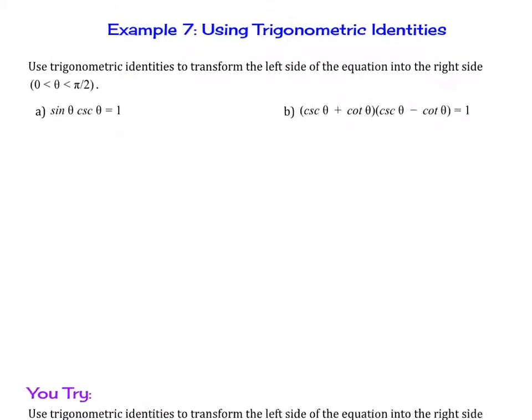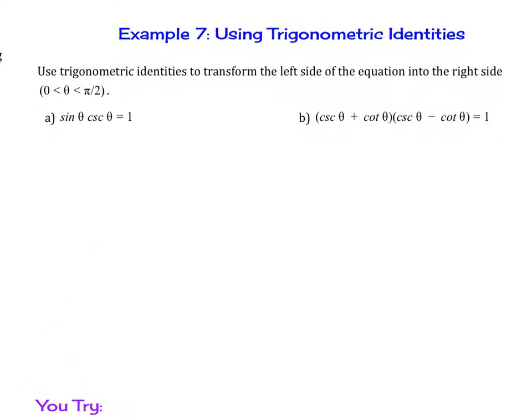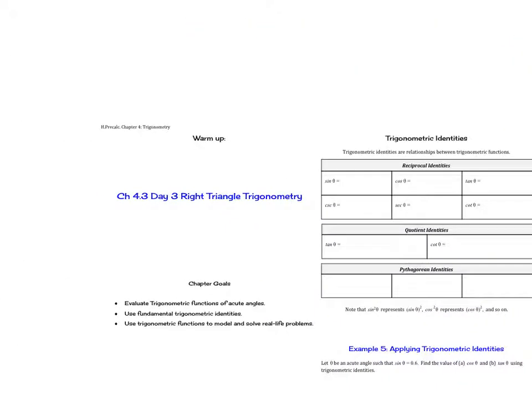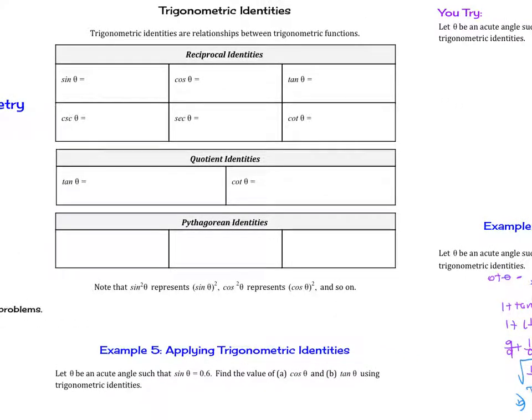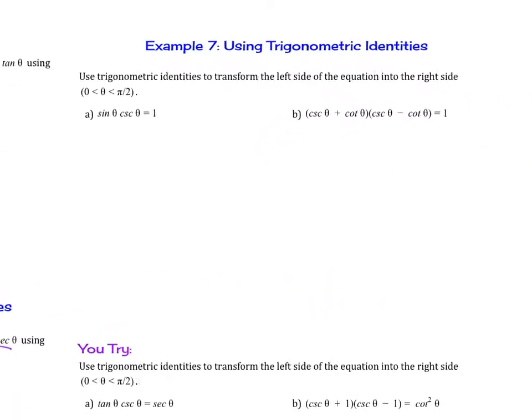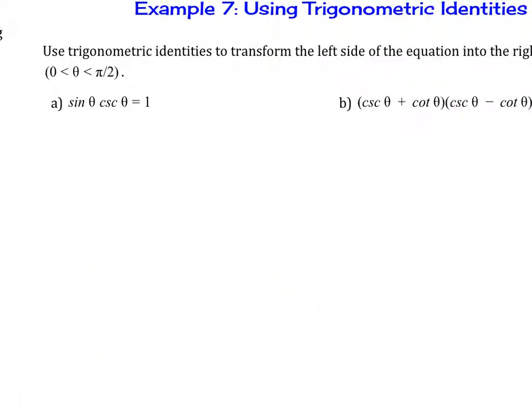So we're going to use trig identities to transform the left side of the equation into the right side. This is when theta is between 0 and pi over 2. So we're given sine of theta times cosecant of theta equals 1. This is where knowing our reciprocal, quotient, and Pythagorean identities come in handy. We want to make the left side equal 1. This is not where you're adding or subtracting. This is not an equality property. You're just trying to get this left side to be equal to 1. So you can't add, subtract, multiply, or divide it to both sides.